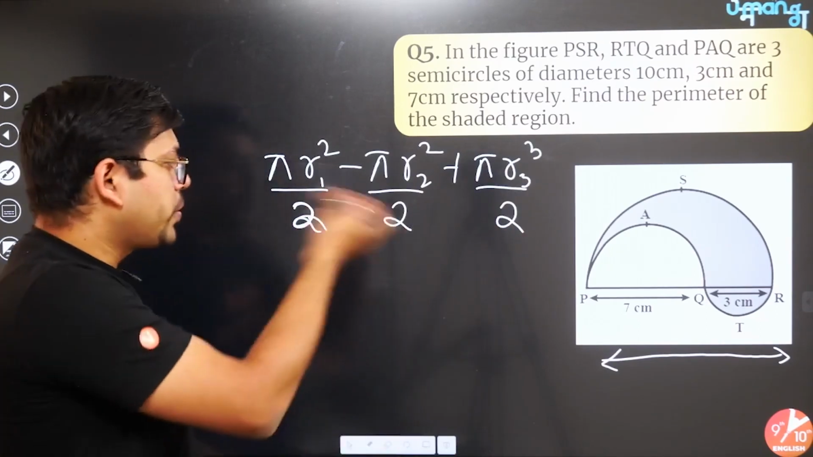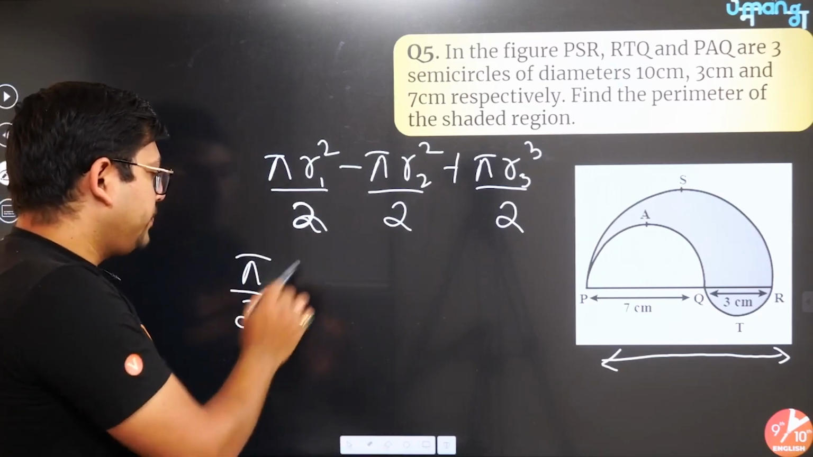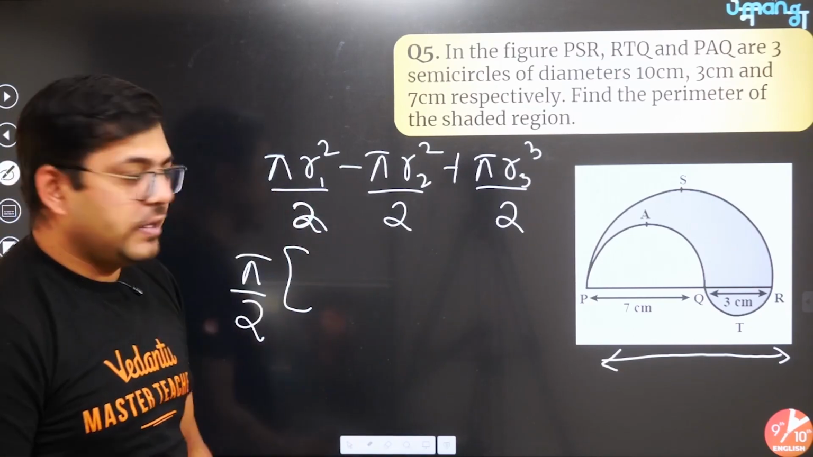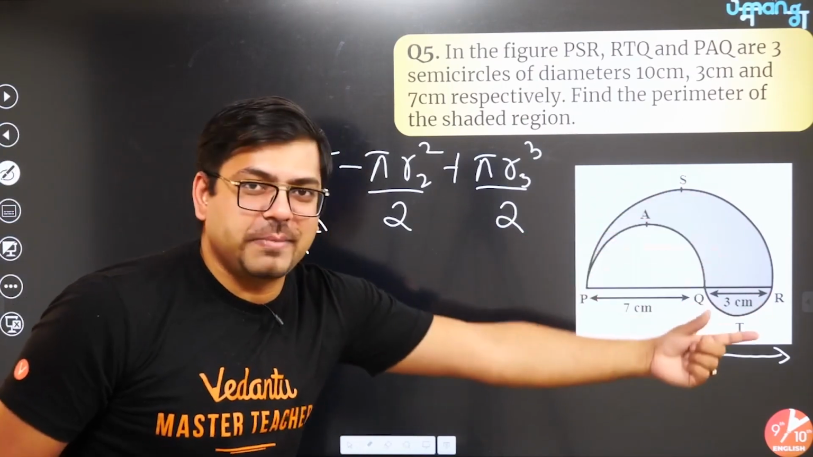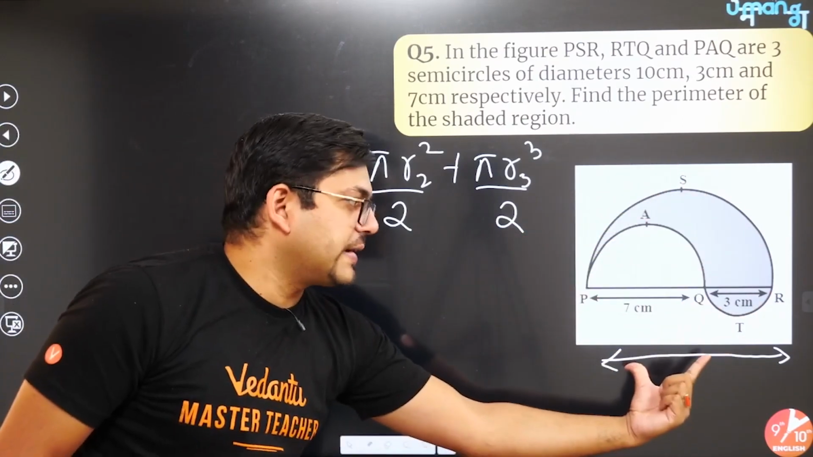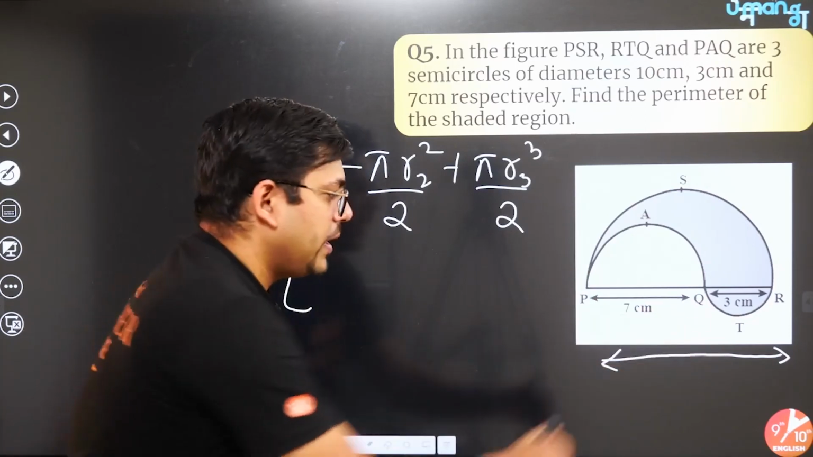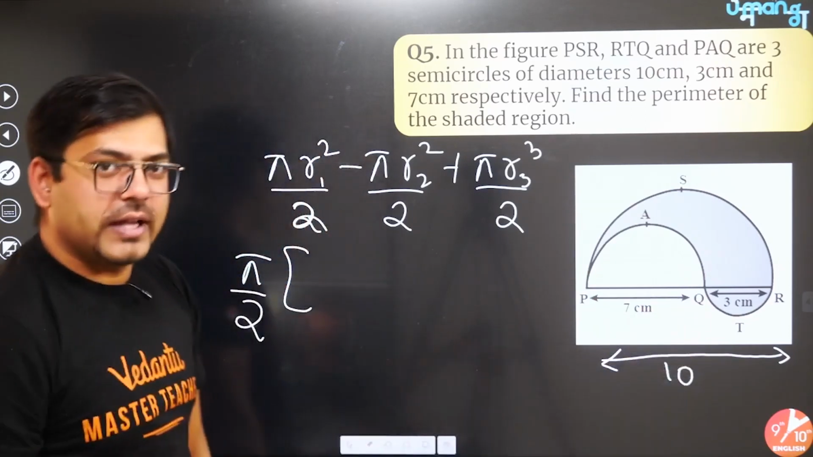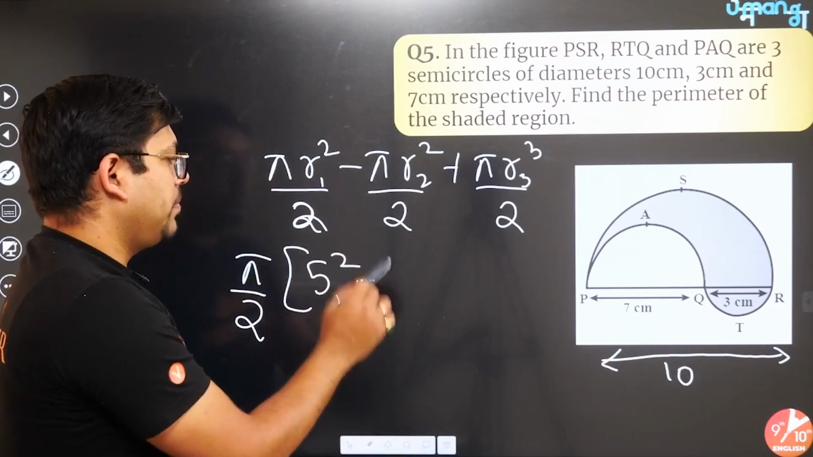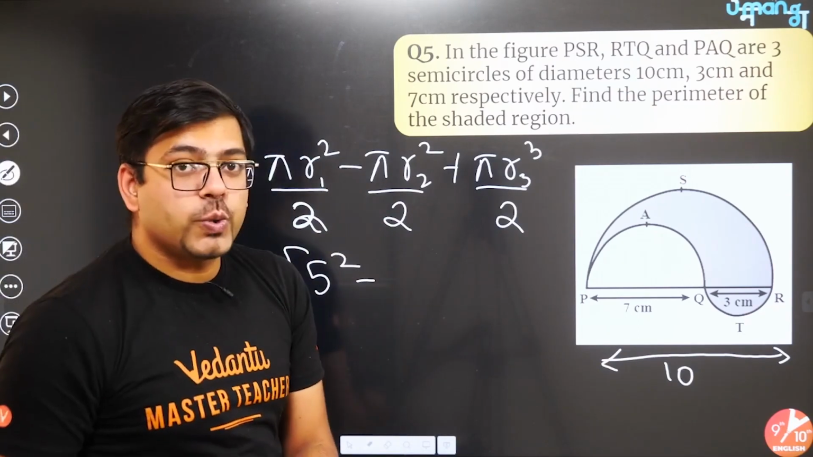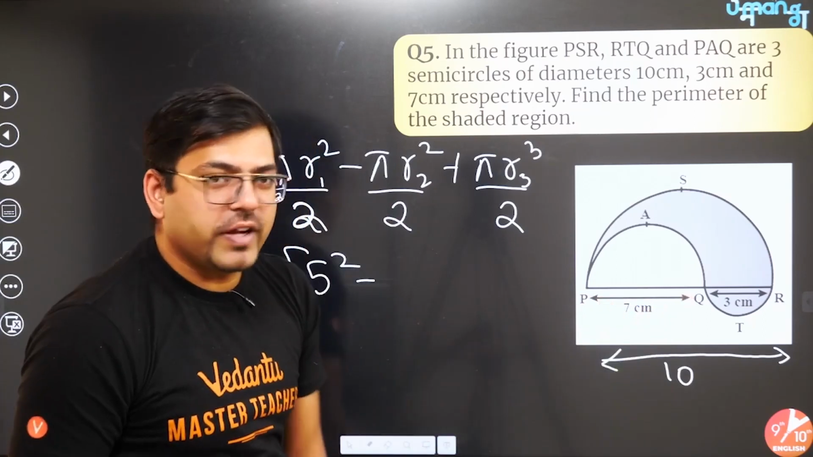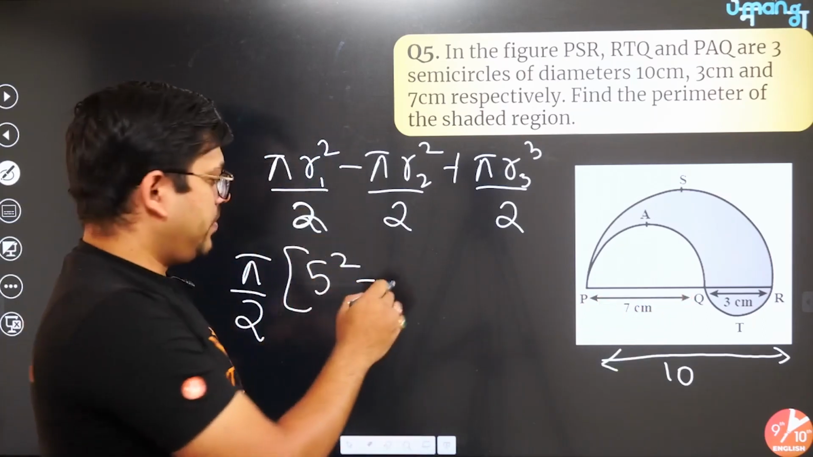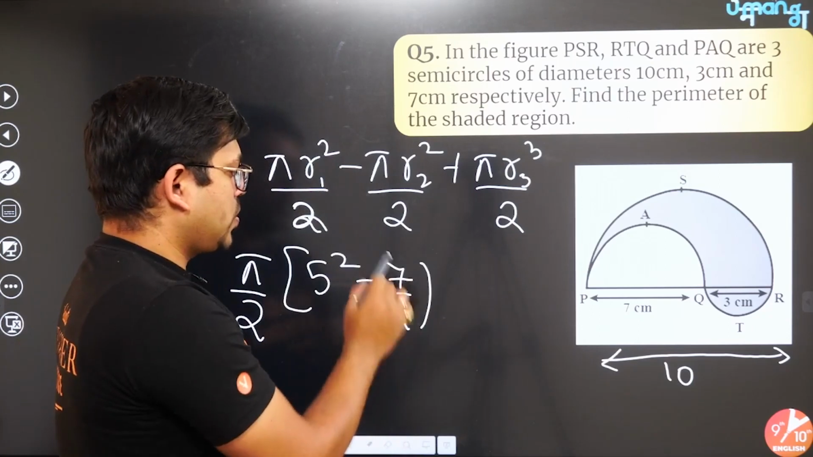Very easily what you'll be able to do, take out pi by 2 common. R1 square, the biggest semicircle, its radius. So this is 10, entire 7 plus 3, 10. So half of 10, that is 5. So 5 square, minus R2. R2 is the second radius, this one. 7 is the diameter, so radius will be 3.5. So 3.5 square means 7 by 2 whole square.